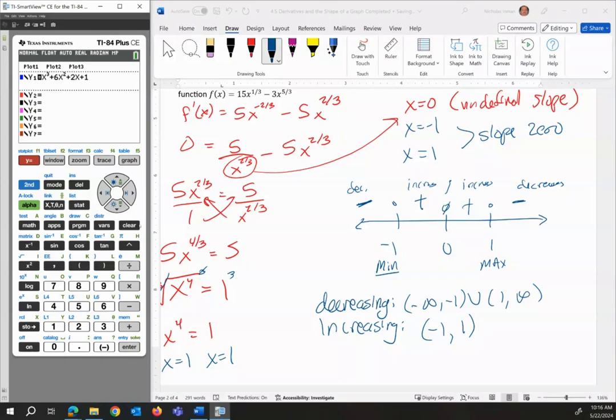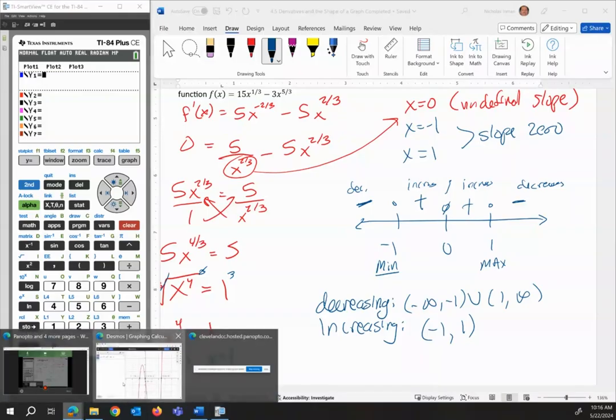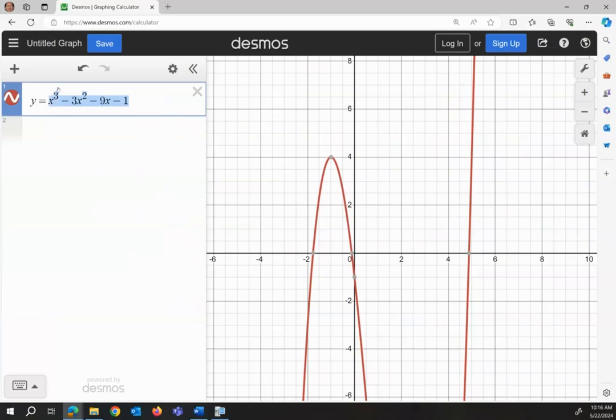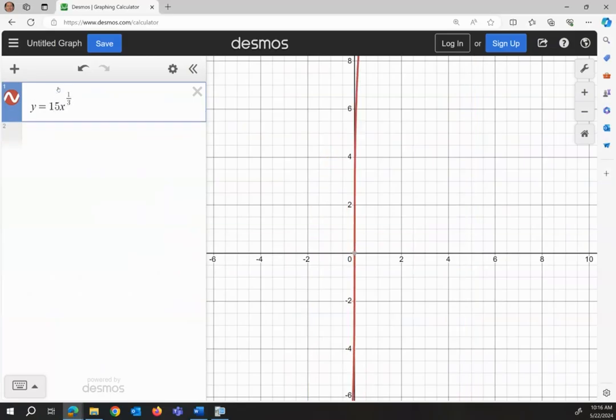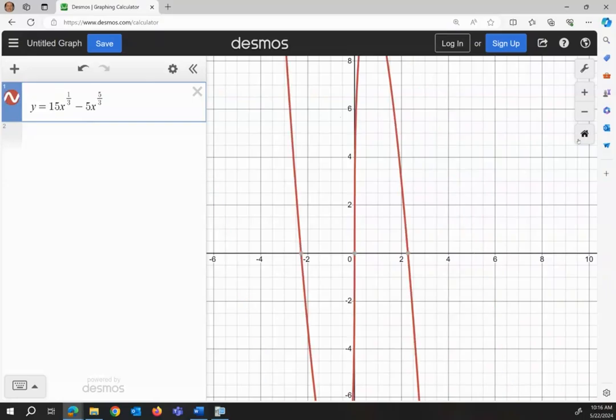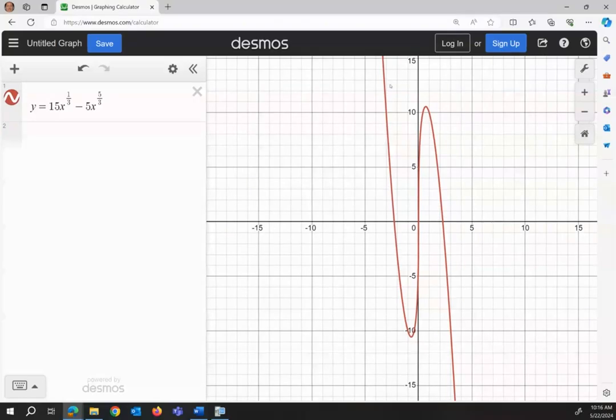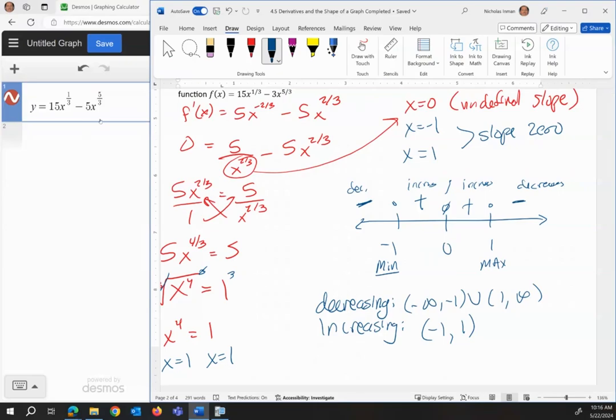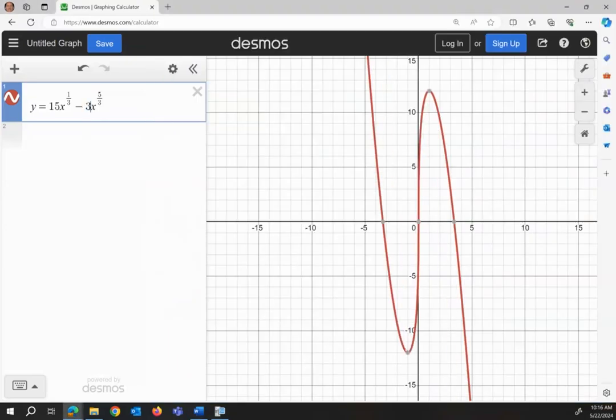All right, let's see if we can take a look at this graph. Decimals just does such a better job. 15x to the 1/3 minus 3x to the 5/3. All right, so something weird. That's not -1. Did I type this in right? That's better. All right, got to trust yourself sometimes.